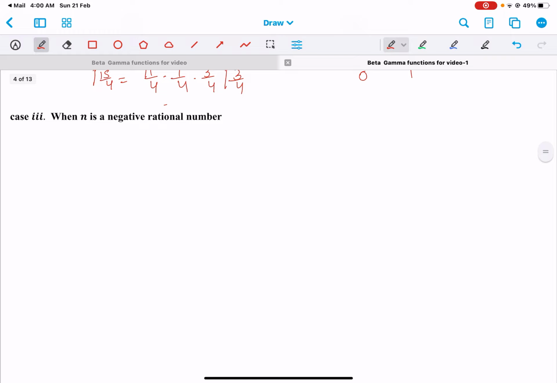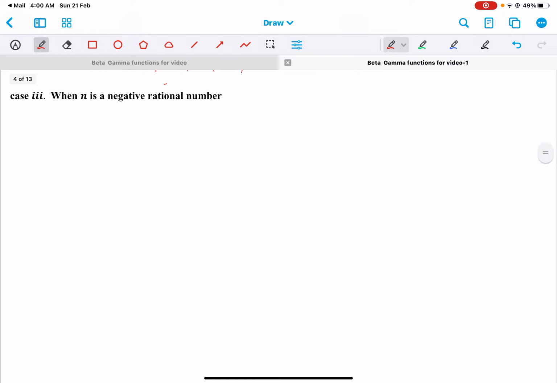So what happens when n is a negative rational number? This is a very important case. When n is a negative rational number, as I said, we have a table of gamma function within the range 0 to 1. So when I have a negative number, it lies outside the table. So I'll try to increase this number so that I get a value between 0 and 1.